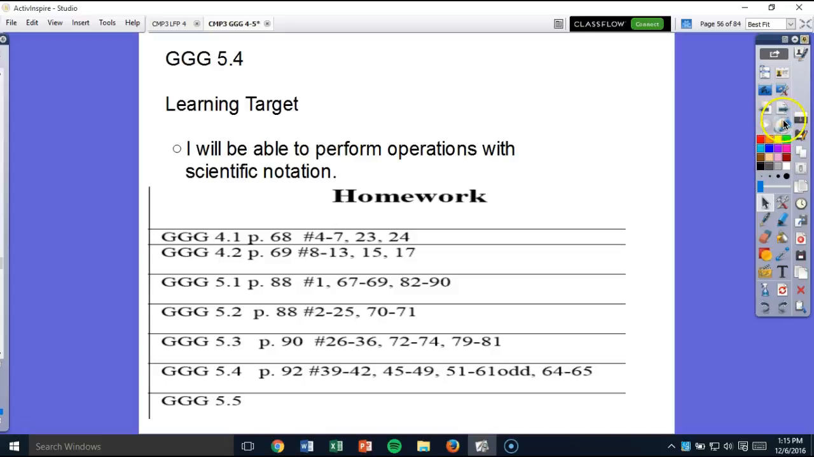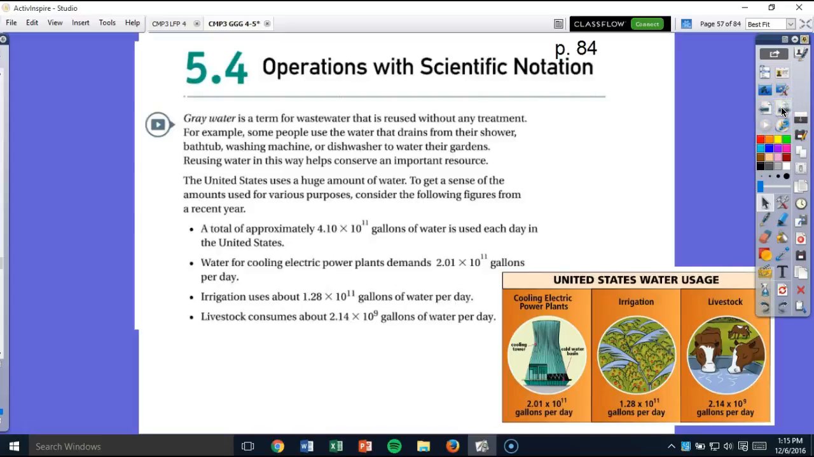Now, if we turn to page 84 in our textbook, we're going to look at operations with scientific notation. The example here is water and how much water we use each day for each person or each country or various different things. They talk about gray water and what that is. You can read through that.